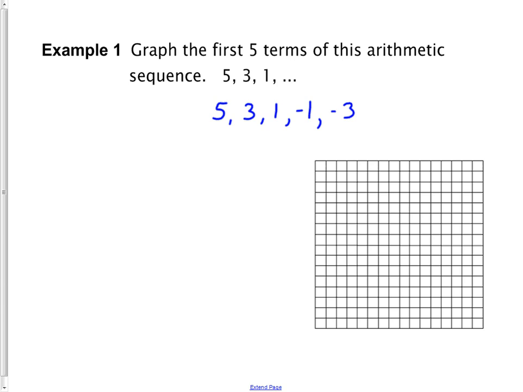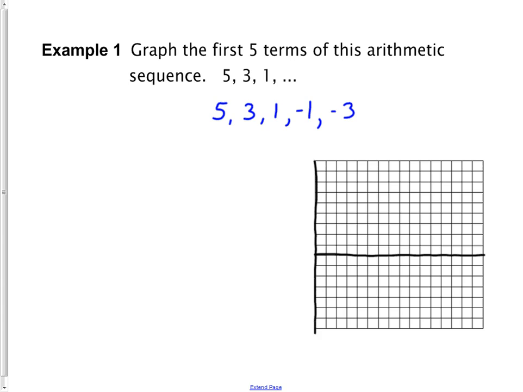What I want to do is plot this on my graph. So let's go through and create the axes. The first number, the x-coordinate, would be 1, 2, 3, 4, and 5, and the y-coordinate would be the numbers of my sequence here. So if I set it up like this, I'll let this be my x-axis, and I'll let this one be my y-axis.